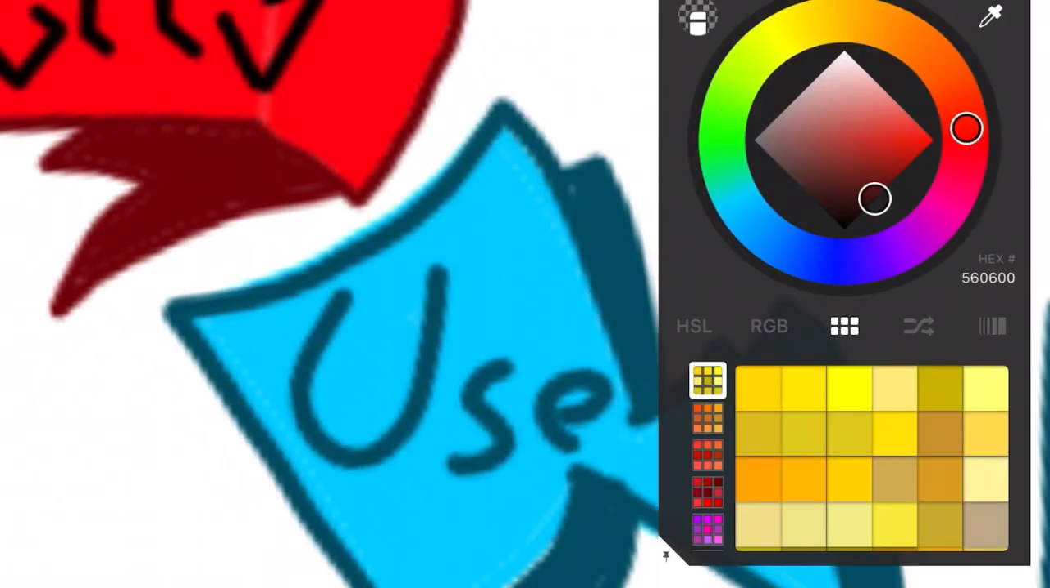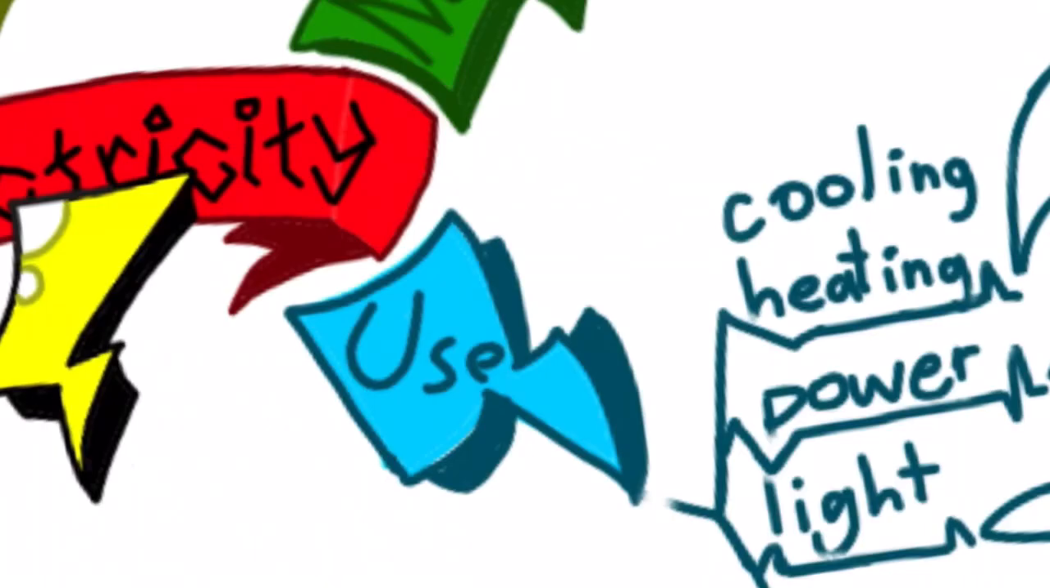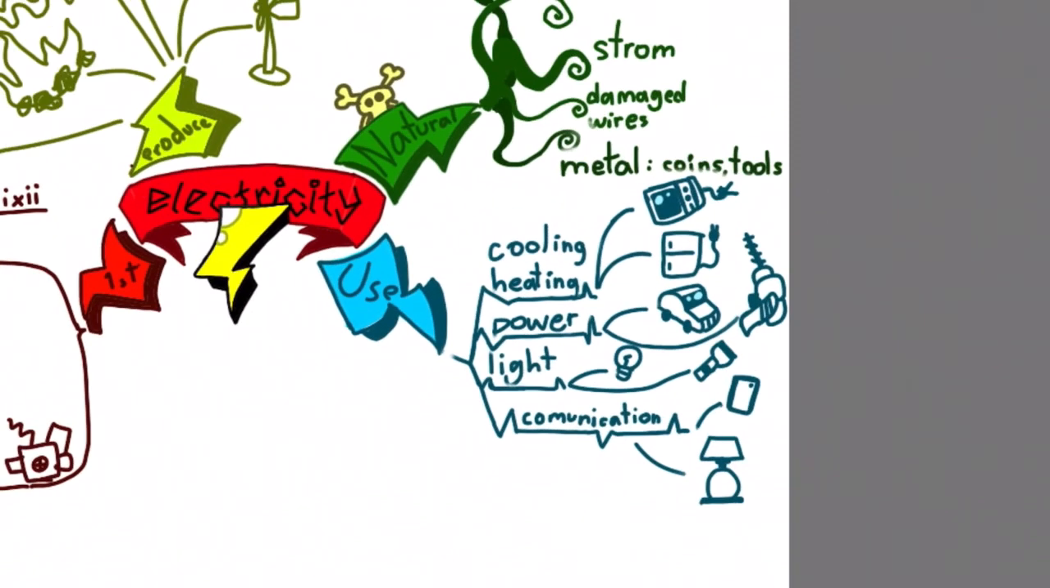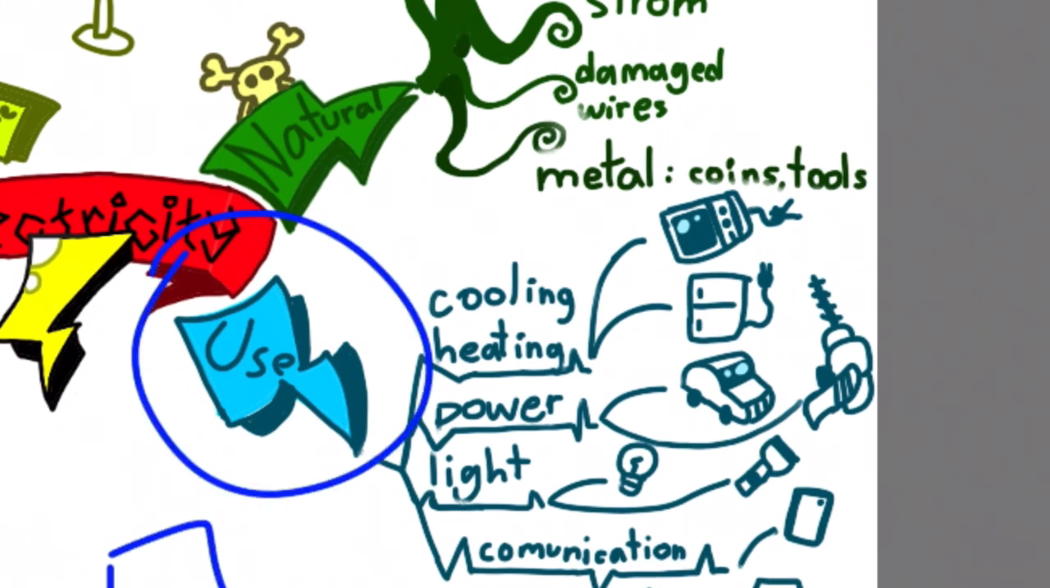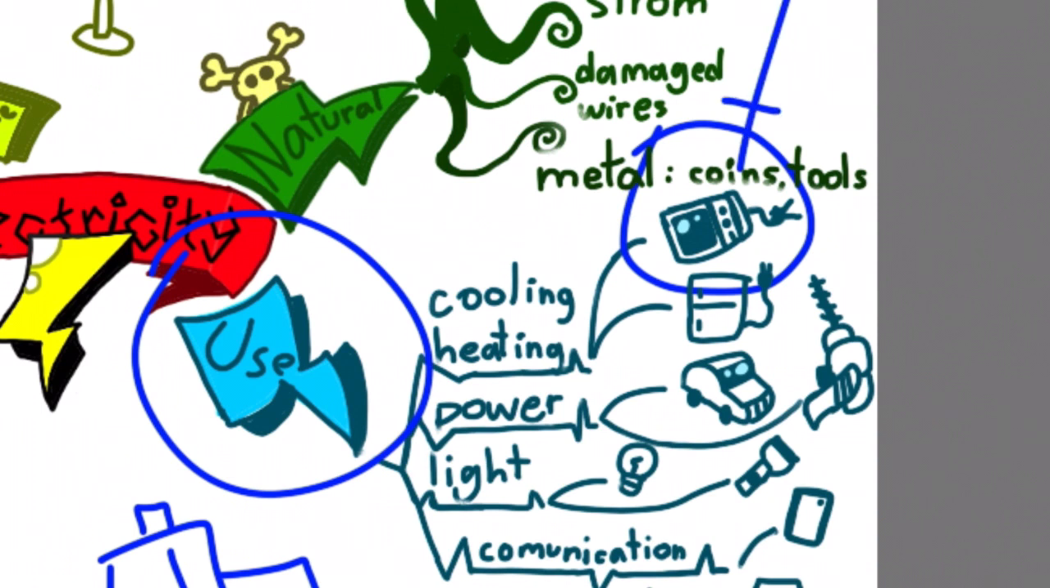The second branch, move quickly, is the use by humans. We can't live without it. Where the electricity comes from, I will tell you later. Let's move on to cooling and heating. For example, a microwave, oven, or refrigerator.